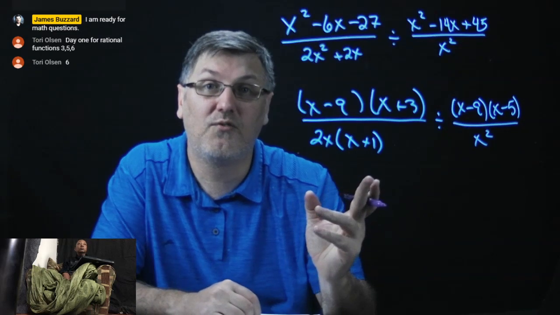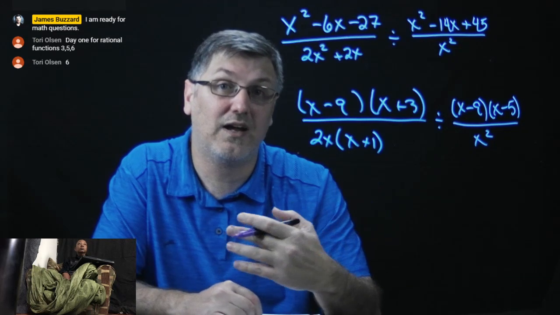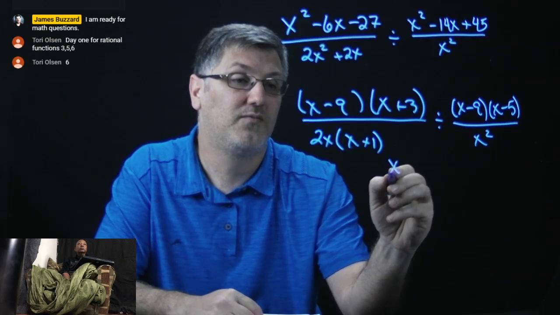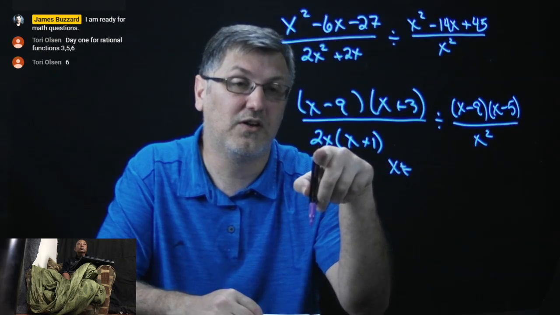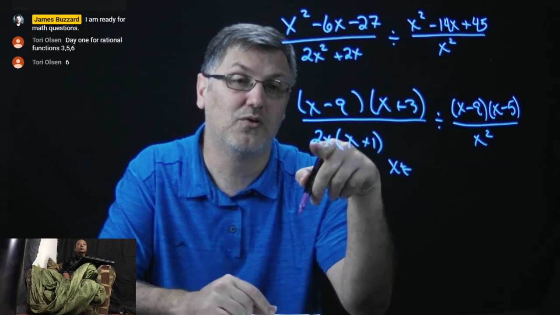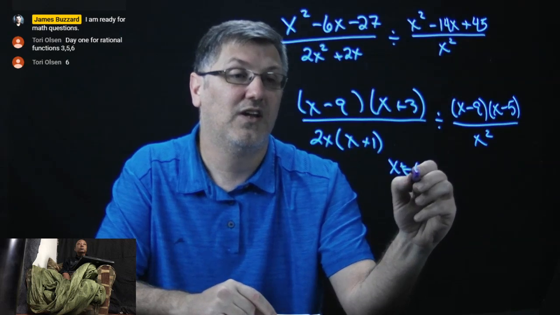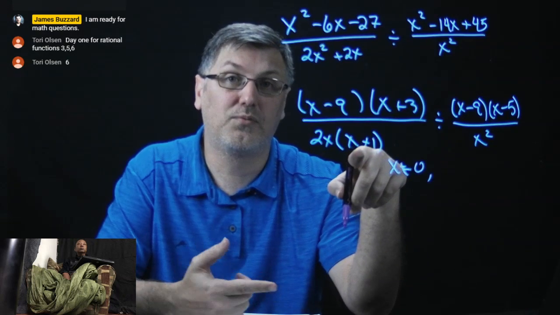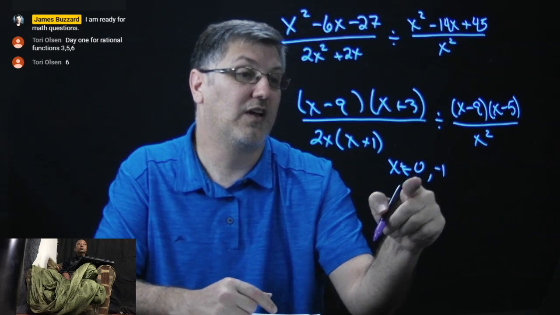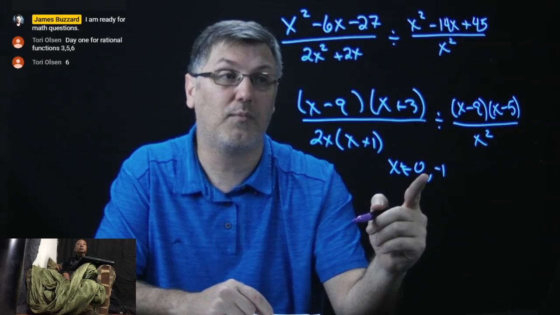At this point, I want to find some terms I have to throw out, so I need to figure out some domain restrictions. I know that x cannot equal 0 because if I set 2x equals 0, x is going to be 0. X cannot be negative 1 because x plus 1 cannot equal 0. And of course, the 0 is already taken care of here. So we already know that these have to be out of my domain.